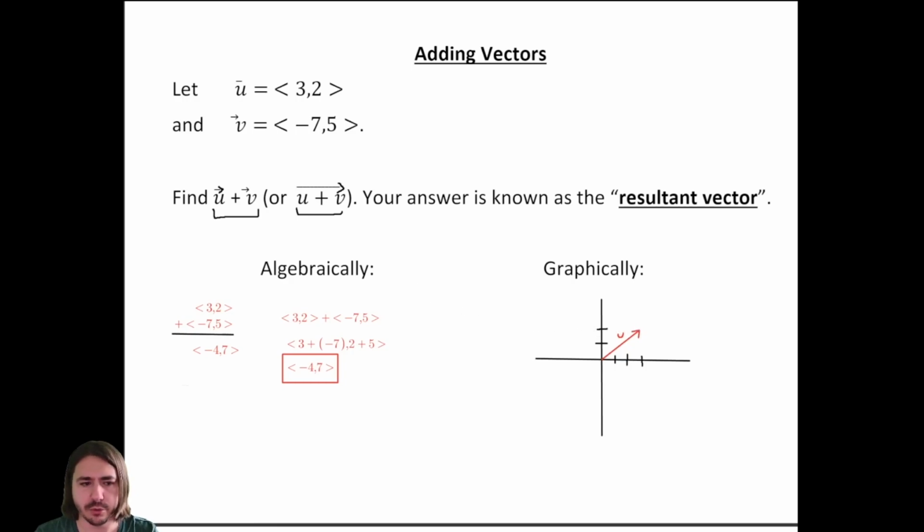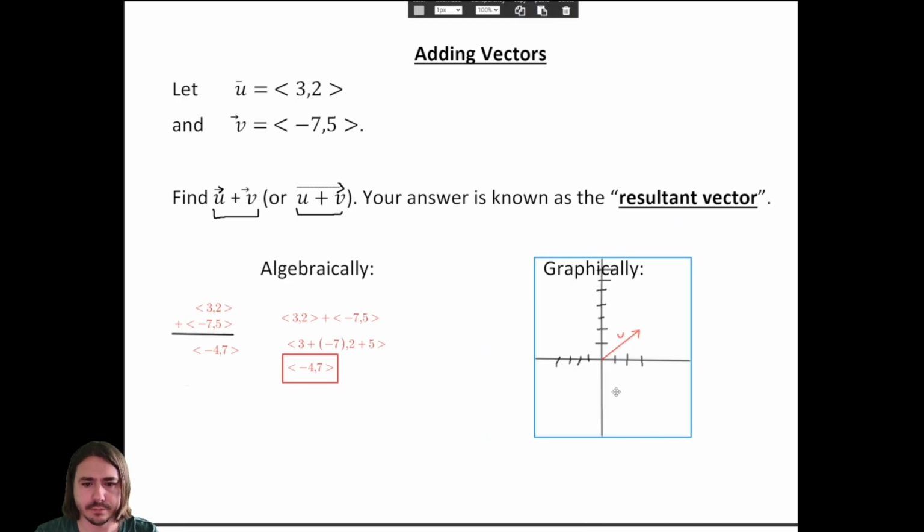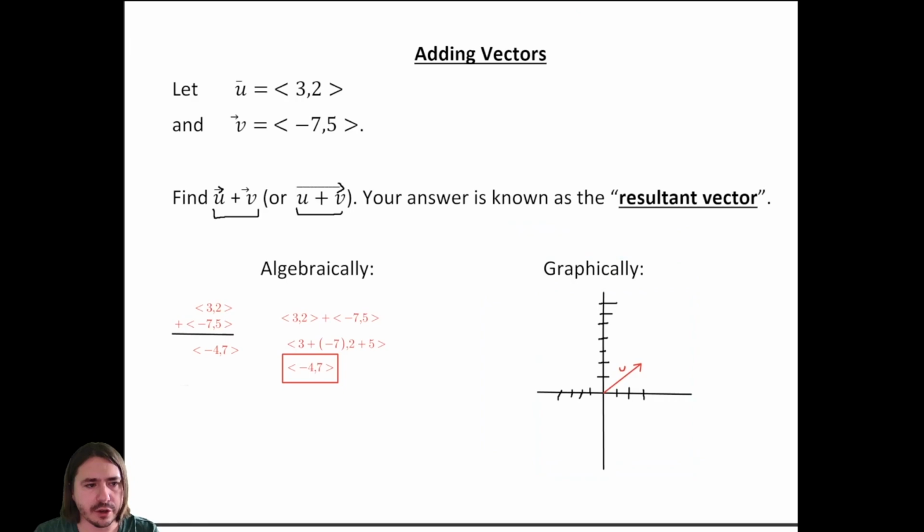So we'll go to the left 1, 2, 3, 4, 5, 6, 7, and then we'll go up 5. Let's try to make these equidistant here: 1, 2, 3, 4, 5. So this next vector, vector v, is going to start here, go left 7 and up 5.